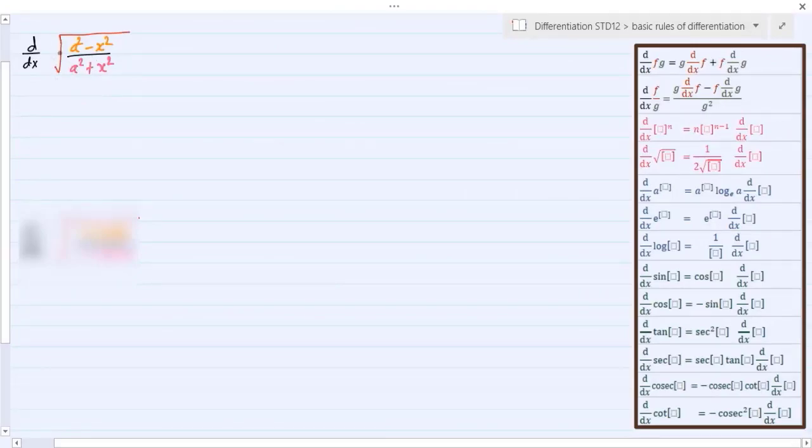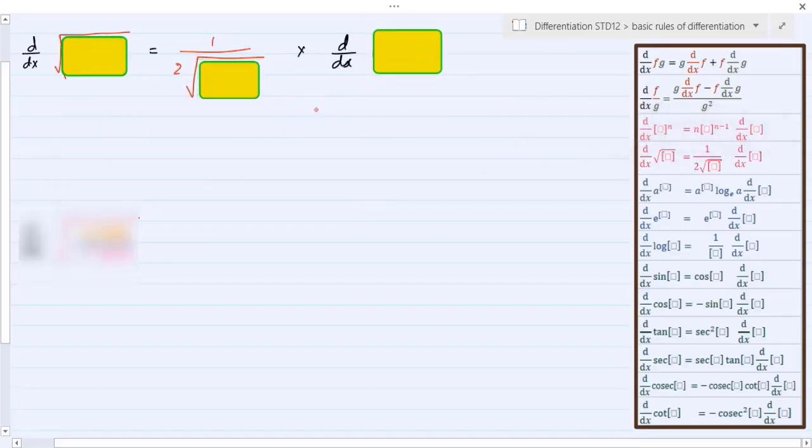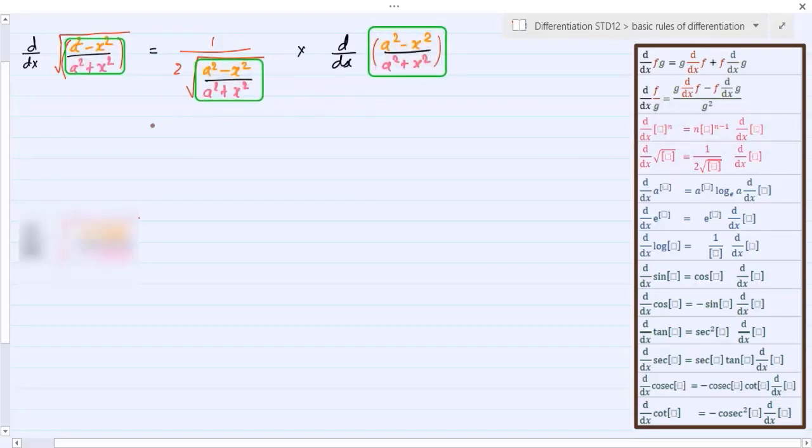Here we have to differentiate under root of a square minus x square upon a square plus x square. Under root is your outermost function, and a square minus x square upon a square plus x square will be your inner function. So we should consider box around it. So now we just have to differentiate root box, which is 1 upon 2 root box into d by dx of box. But within the box we have a square minus x square upon a square plus x square.